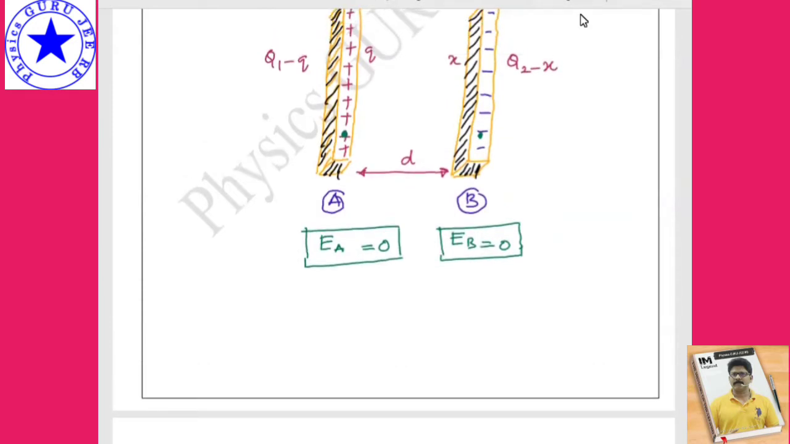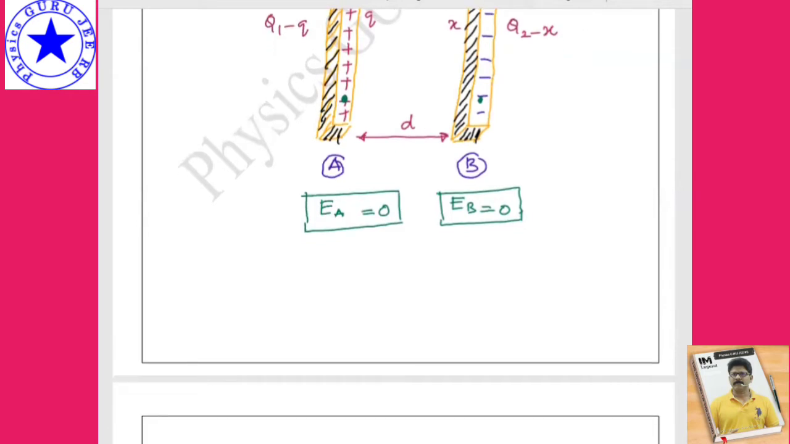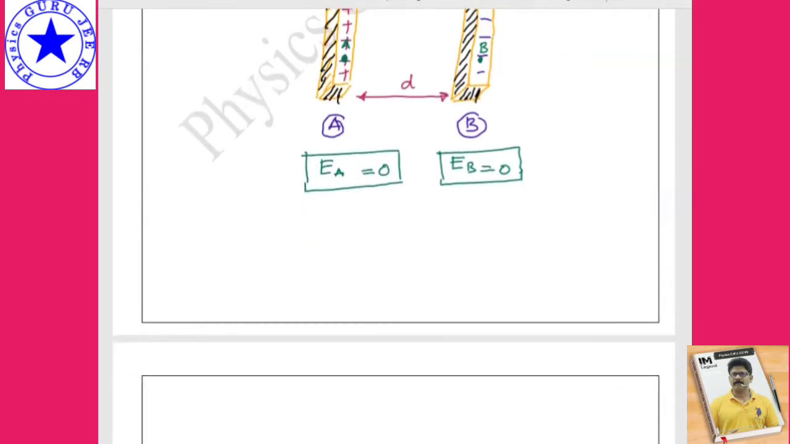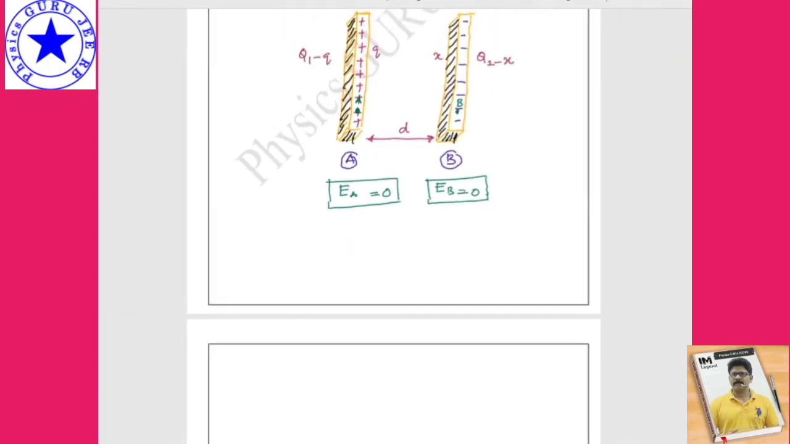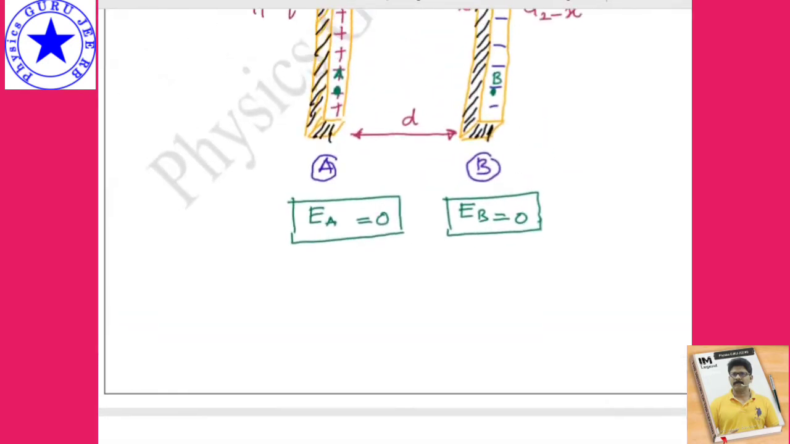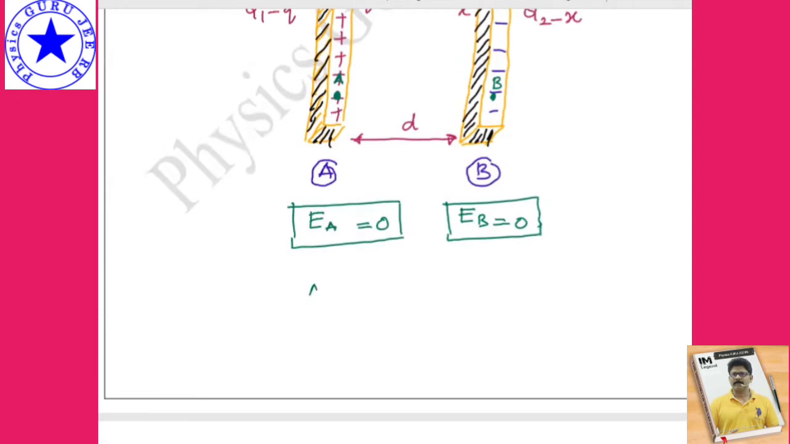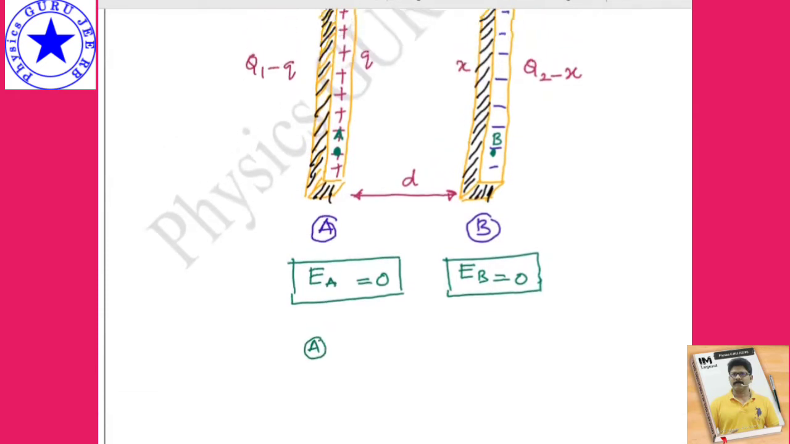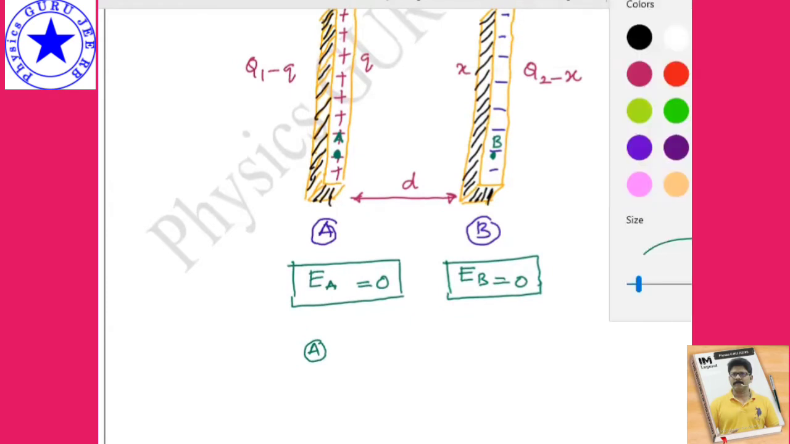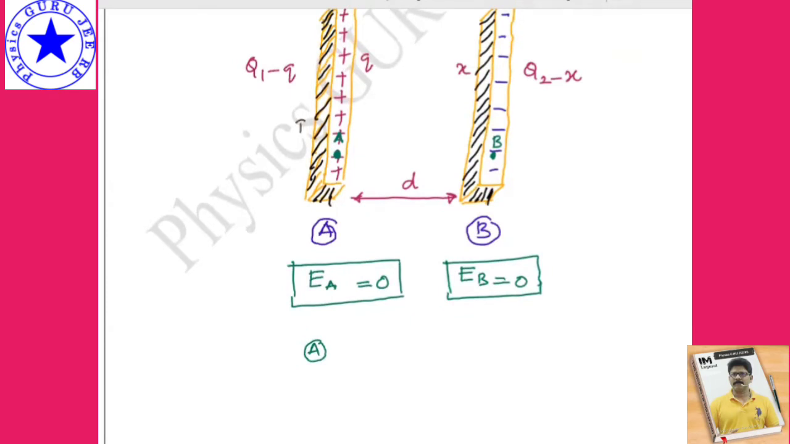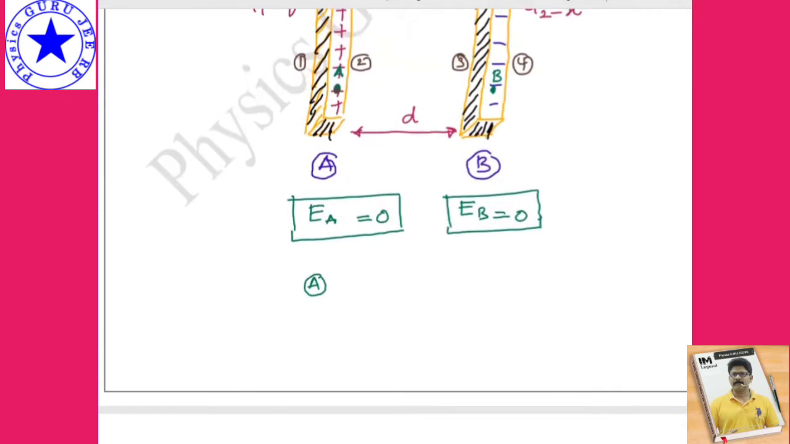At this particular point, let me take this point as A and here the point is B. Now carefully see at point A. How many electric fields will be there here? Let me consider this is the first surface, this is the second, third surface and fourth surface. That means at point A we have four electric fields, due to the first surface, second surface, third surface and fourth surface.